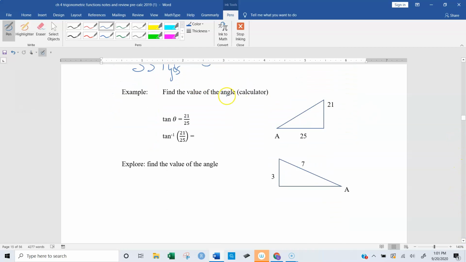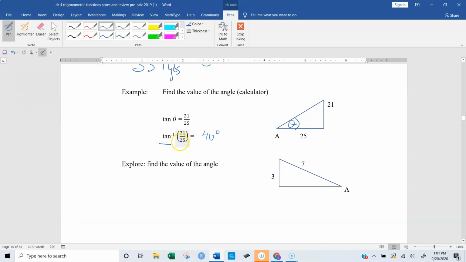Okay, find the value of the angle. So if I'm giving you 21 over 25, and I want to know this angle, to do this, I have to use the inverse tan on your calculator. So you have a button that says tan to the negative 1. Literally, all you do is type in tan to the negative 1 of 21 over 25, and this is going to give you the degree measure of that angle. I think I got 40. Let me pause.